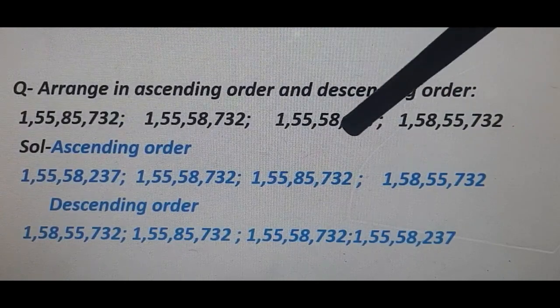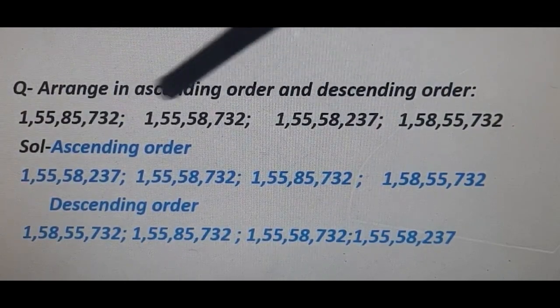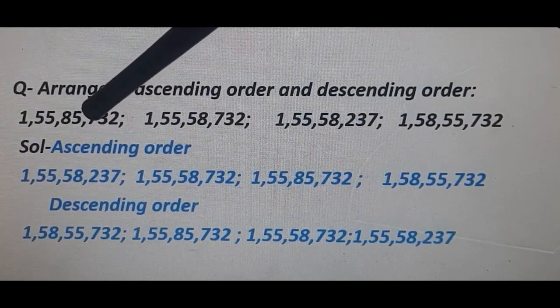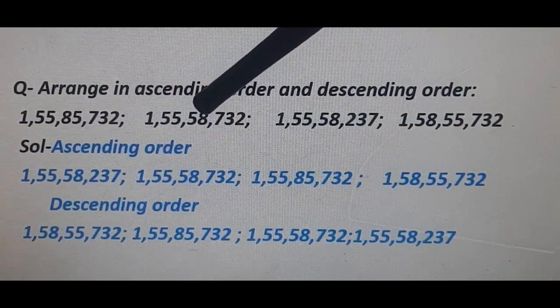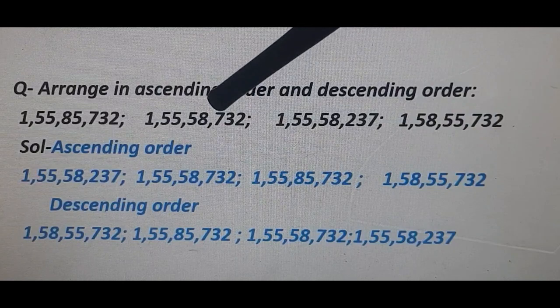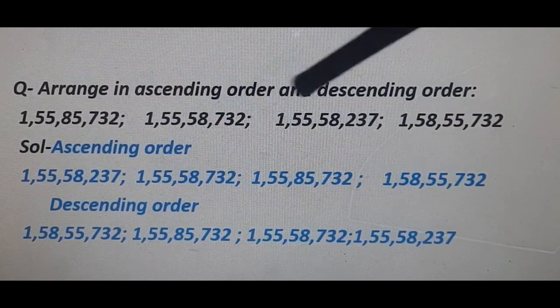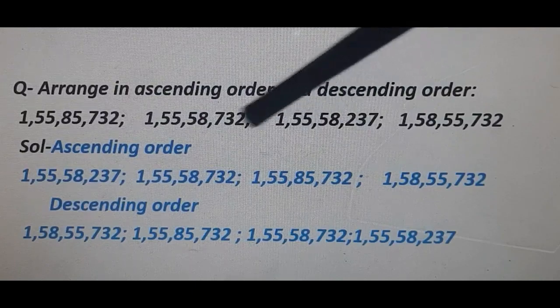Now we will compare these three. 85,000, 58,000, 58,000. This will be the last second. Now compare these two. 58,000, 58,000. Same. 732, 237. This is the smallest. So this will become first numeral.